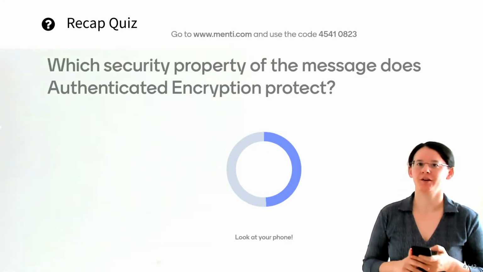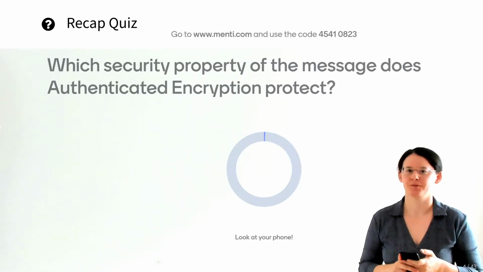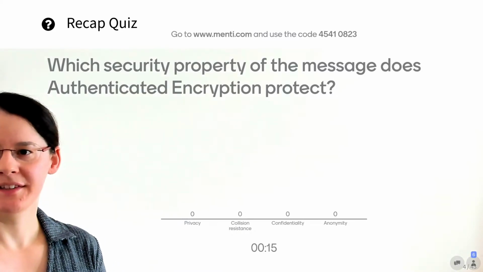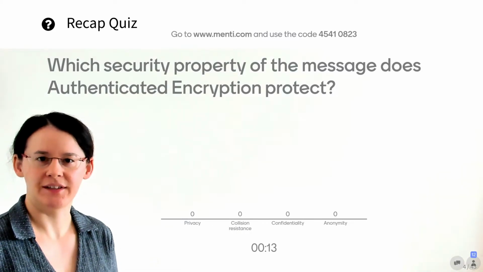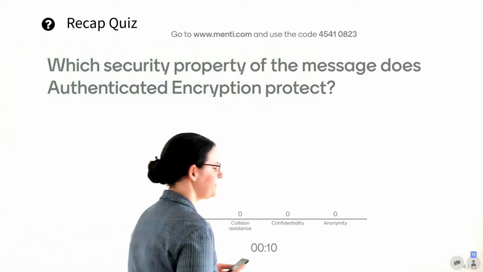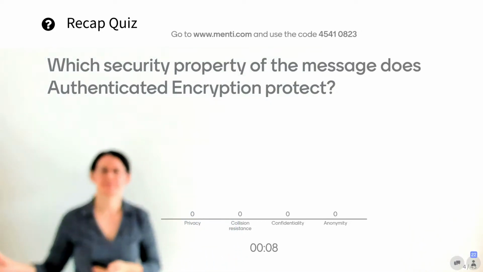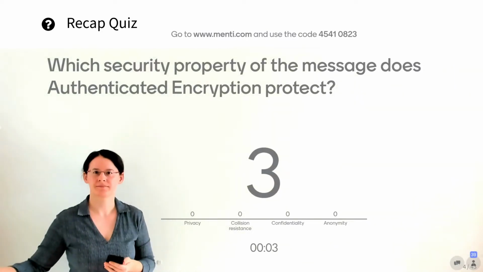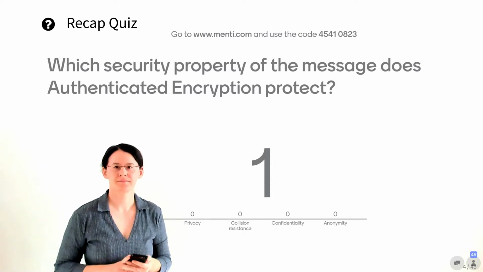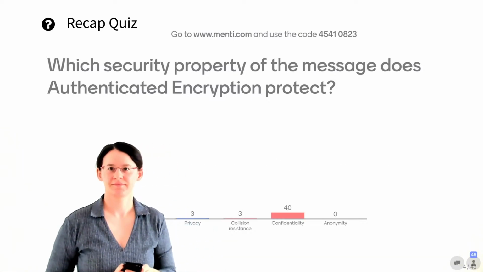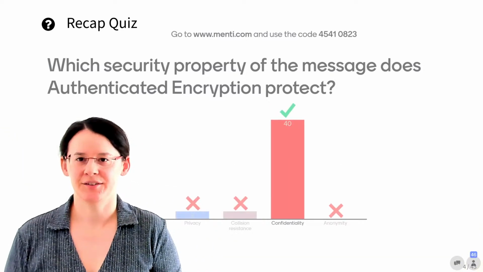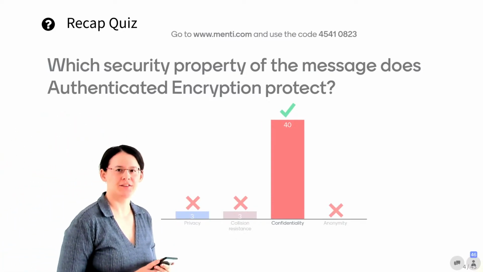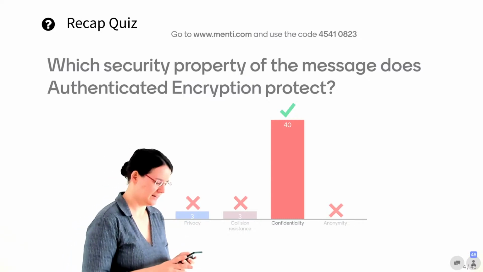Which security property of the message does authenticated encryption protect? A, privacy, B, collision resistance, C, confidentiality, or D, anonymity? Yes, you're absolutely right. It protects the confidentiality. Additionally, it does protect the authenticity and integrity, but we haven't listed them here.